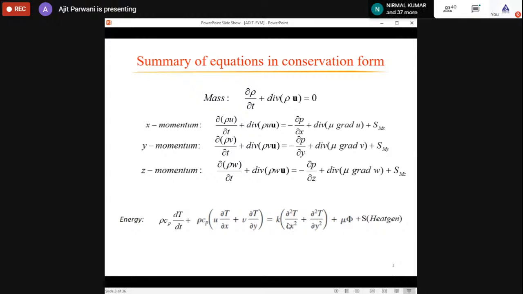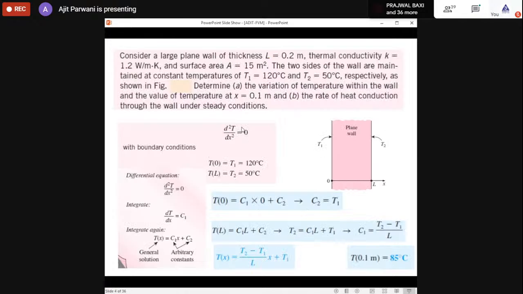And again, it's a one-dimensional problem, so the y direction or j direction is not there. So what remains? d squared T by dx squared is equal to 0. So this is the only governing equation which we need to solve.